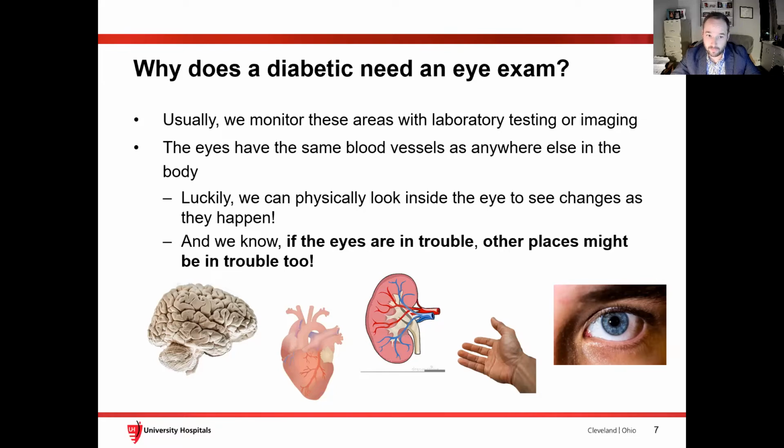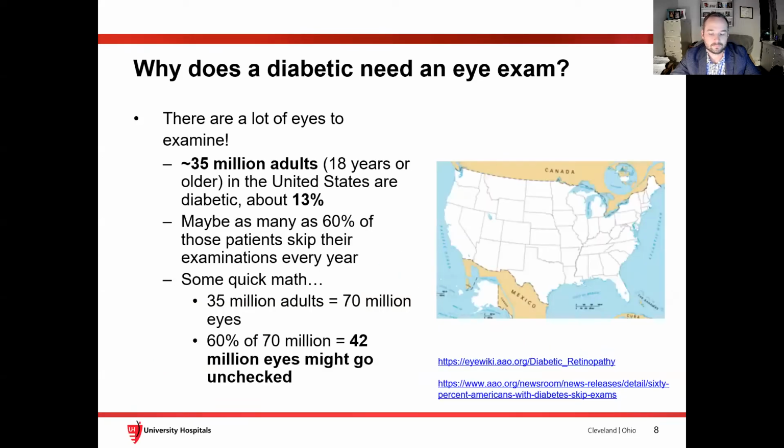If the eyes are in trouble, it's a pretty good chance that other parts of the body are going to be in trouble too. And this is a chance for me to report back to your primary care physician or your endocrinologist and say, hey, I'm seeing eye changes. We need to double down. We need to get this diabetes under better control.